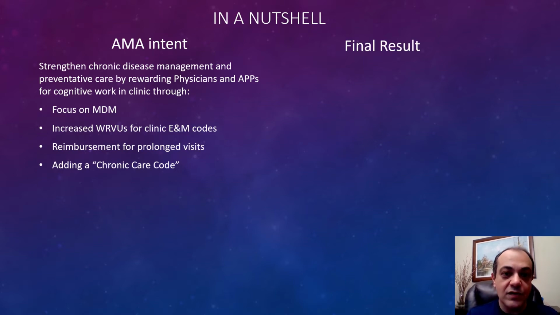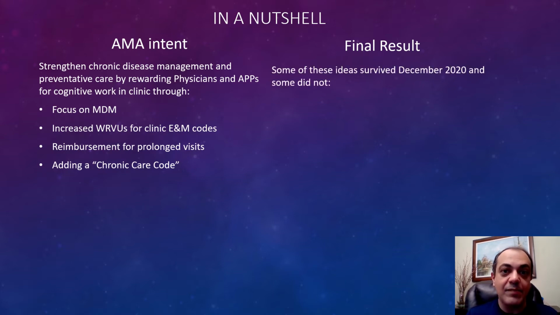Now, what is the end result that came out after all this year 2020 of discussions and back and forth between AMA, the CMS, which is the Center of Medicare Services, and finally the Congress? Here is what happened. Some of the things that the AMA suggested survived December, and some of the things did not survive December. So the focus on MDM is still the same, and that does not change. The increased RVUs for clinic visits and E&M codes, that's still the same.